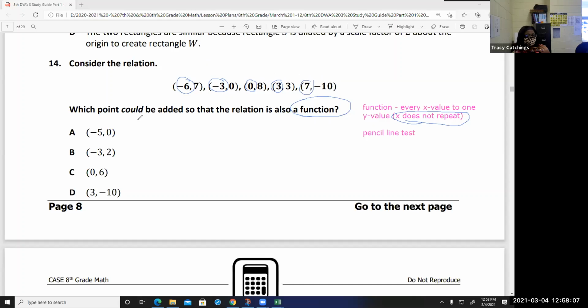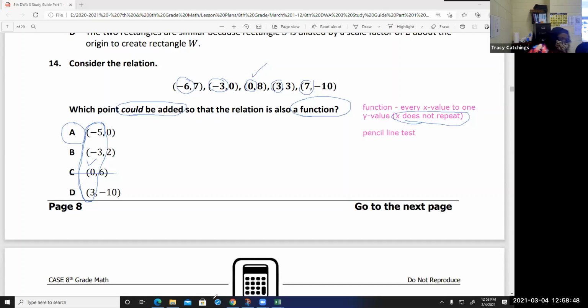None of them repeat. But the question asks, what could I add so that it could be a function? So looking at these answer choices, I'm going to still look at the x's. And which one will give me an x that I do not already have? X is 0, there goes 0. Can't use that one. -5, I don't see it up there. A will be the correct answer. Good job.